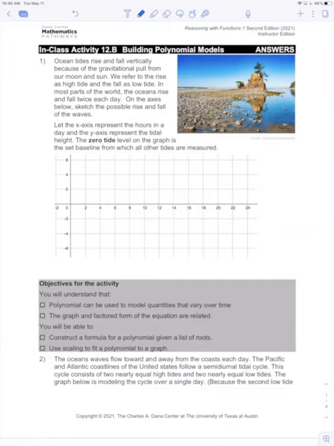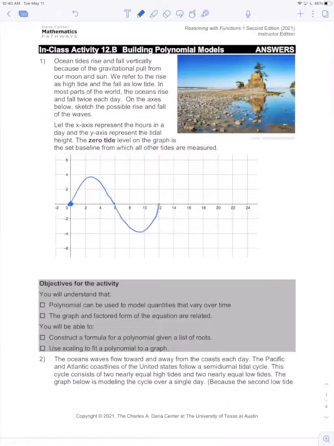The zero tide level on the graph is the set baseline from which all other tides are measured. So why don't we start at 0 right on the x-axis there, and we're gonna go up for high tide. Let's see. And then down again, back to the baseline, and then low tide. Go down and then back up to the baseline, and that's half of the day.